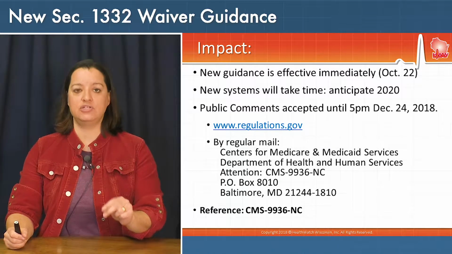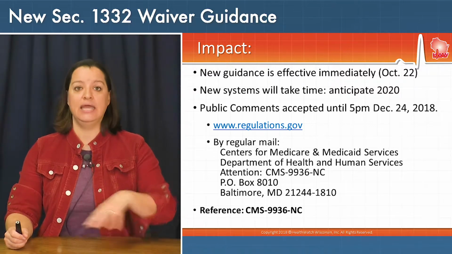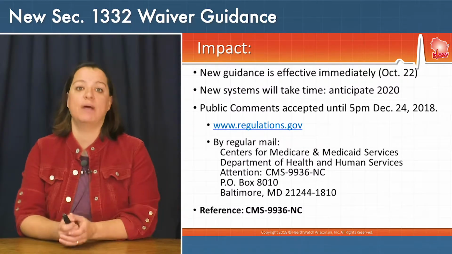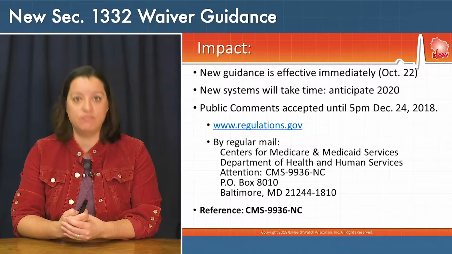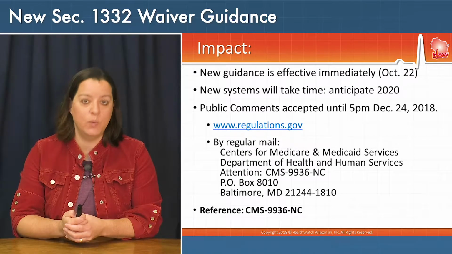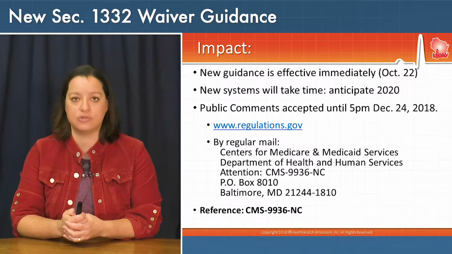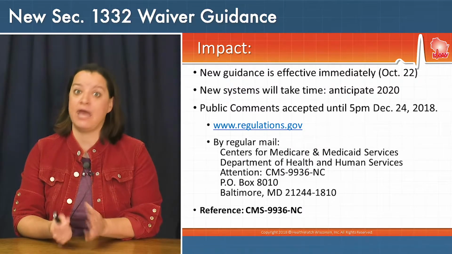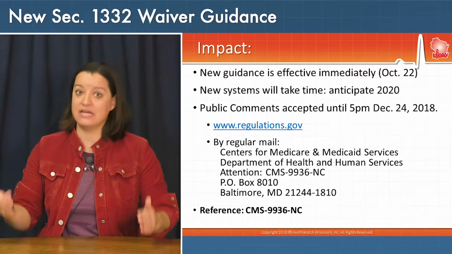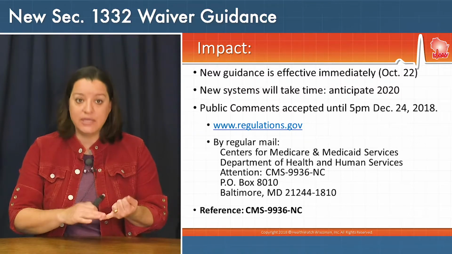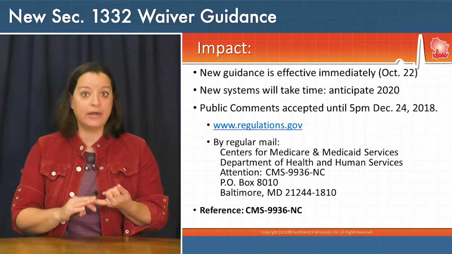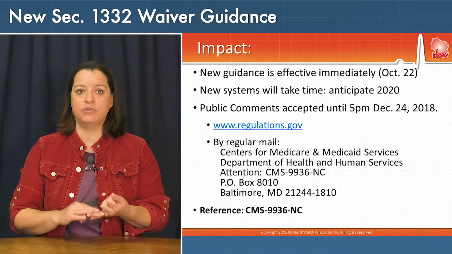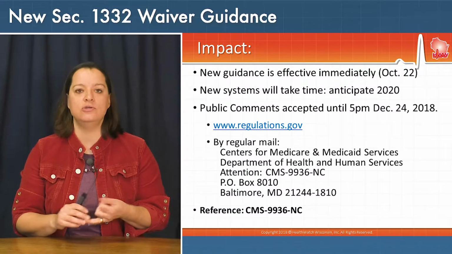This is a regulation that is being proposed as guidance. It is effective, but it does have a public comment period of 60 days, which means up until 5 p.m. on December 24th, you can share your comments with the feds on this change to 1332 waivers, and they have to read it. Doesn't mean they have to act on it, but they have to read it. Regulations.gov is the website you can go to. You can also submit a letter, and we give you the address. We're going to put this in the detail below as well of where you can submit your comments.